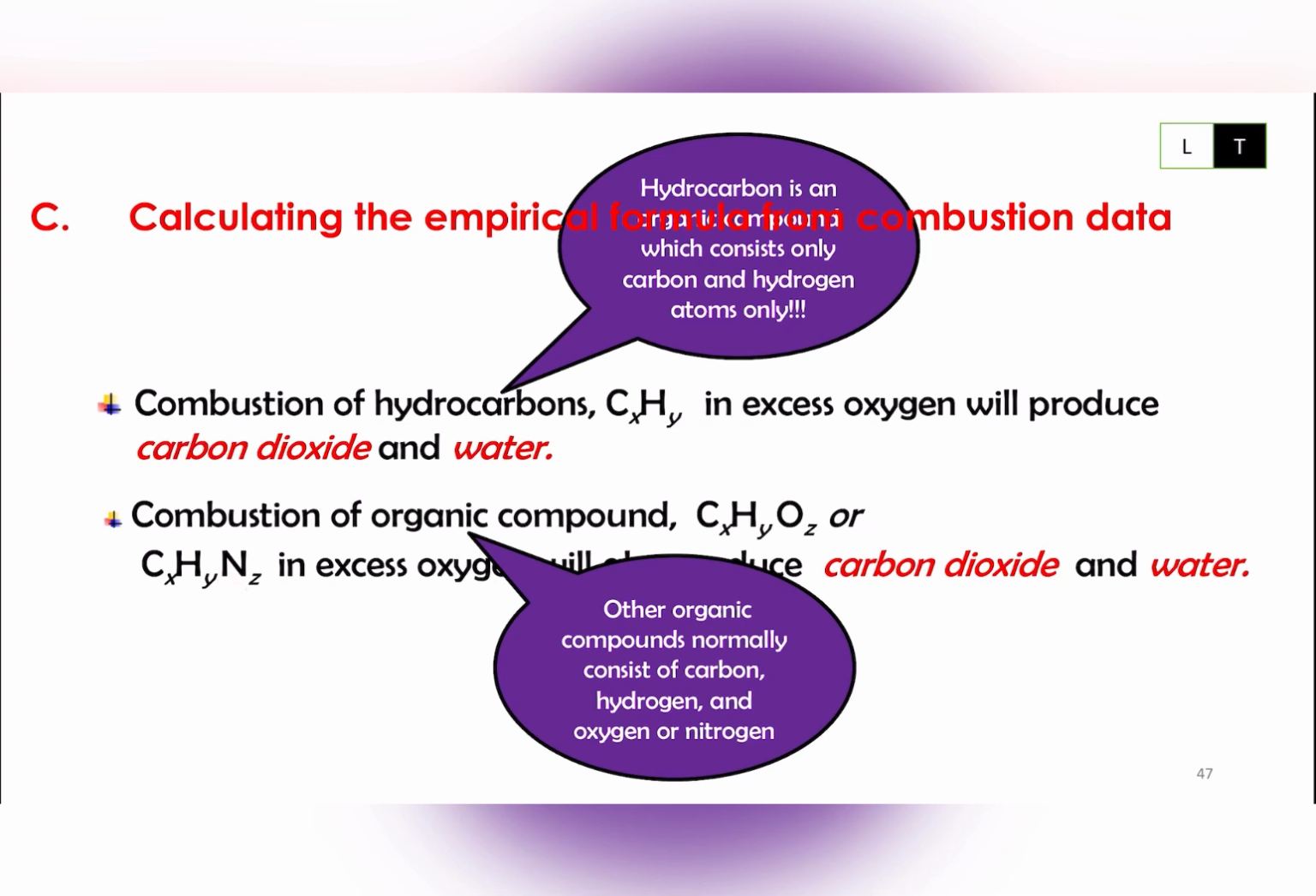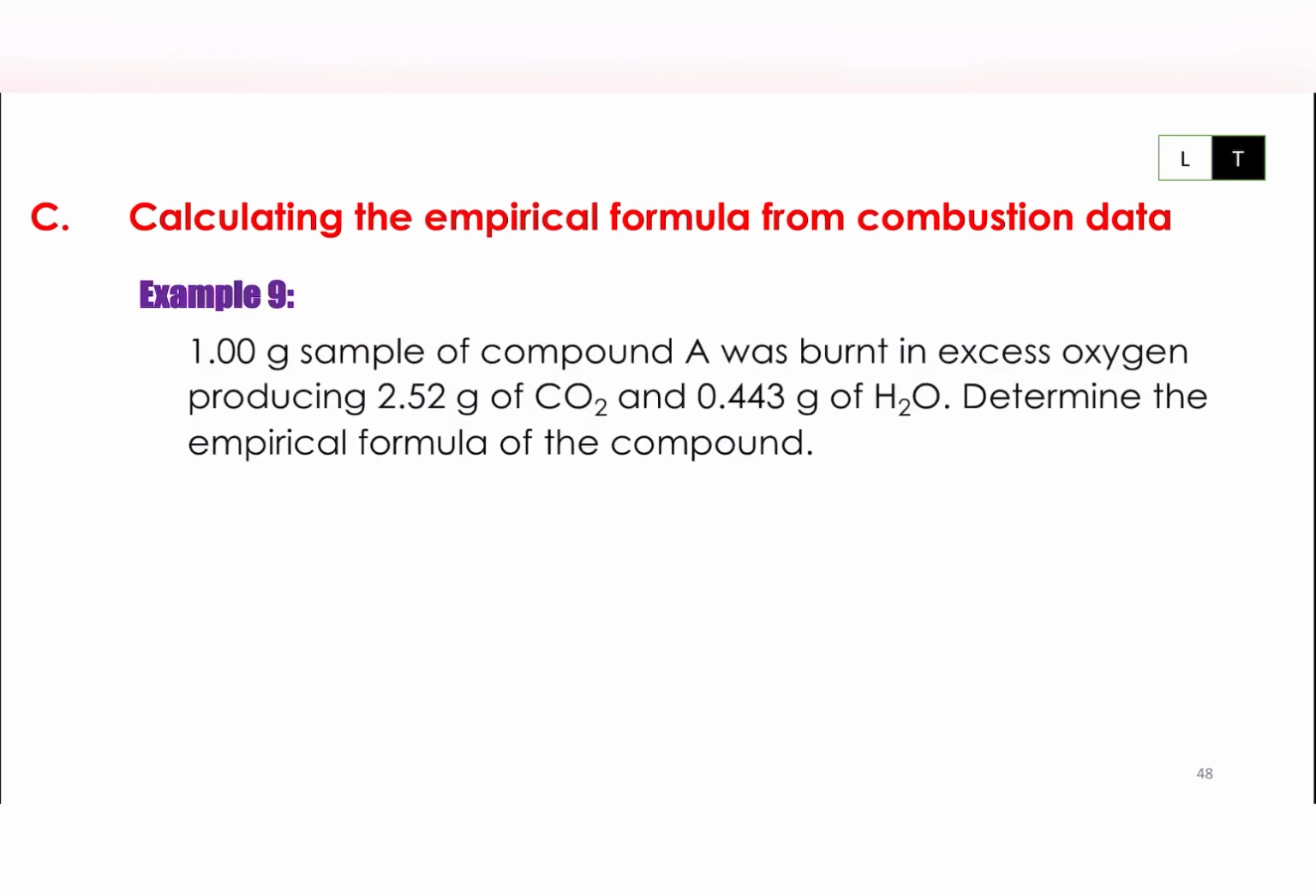So let's try one example. Here I got example 9. A 1.0 gram sample of compound A was burned in excess oxygen to produce carbon dioxide and water. So this is a type of combustion data question, when you want to find out the empirical formula based on the mass given of carbon dioxide and water.